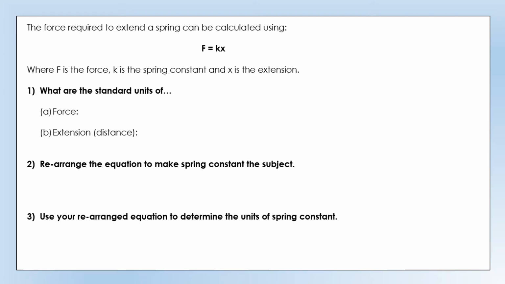Okay, so we're going to look at some practice rearranging equations with an equation we haven't really used before. The force required to extend a spring can be calculated using the equation F equals kx. F is the force, k is something called a spring constant. Essentially, it measures how hard it is to stretch something. So a big spring constant means it's hard to stretch. And x is the extension itself. An extension means change in length or increase in length.